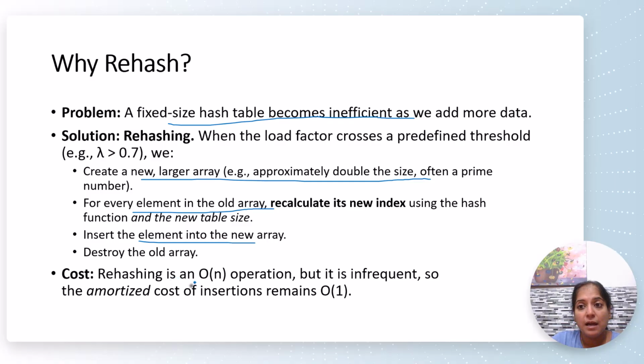Rehashing is an additional overhead. It takes a big O of n operation, but since it is not very frequent, we can say that the amortized cost of insertions remains big O of 1.